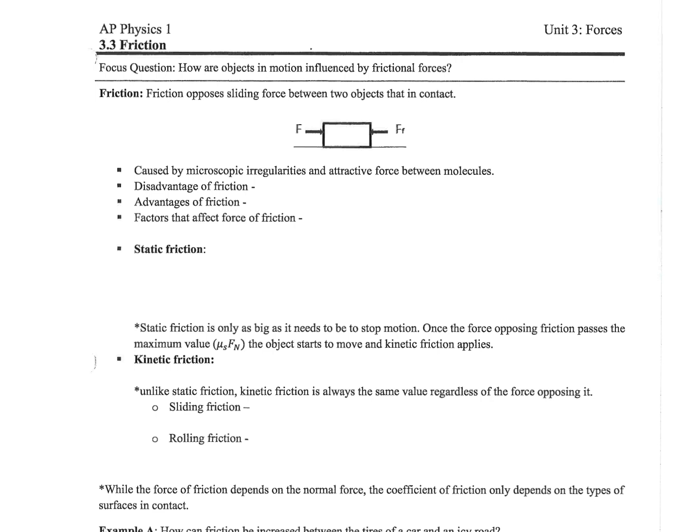Let's talk about this. Friction opposes sliding forces. It does. So friction is always opposite the direction of the motion. You might want to write that down. Friction is always opposite the direction of motion.